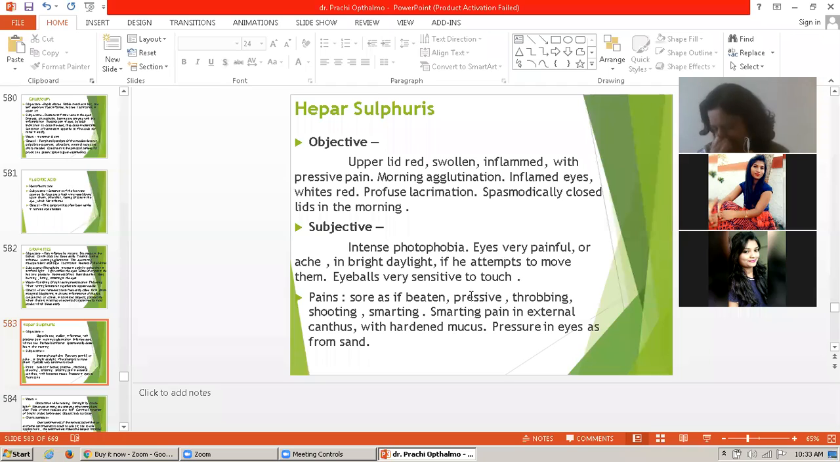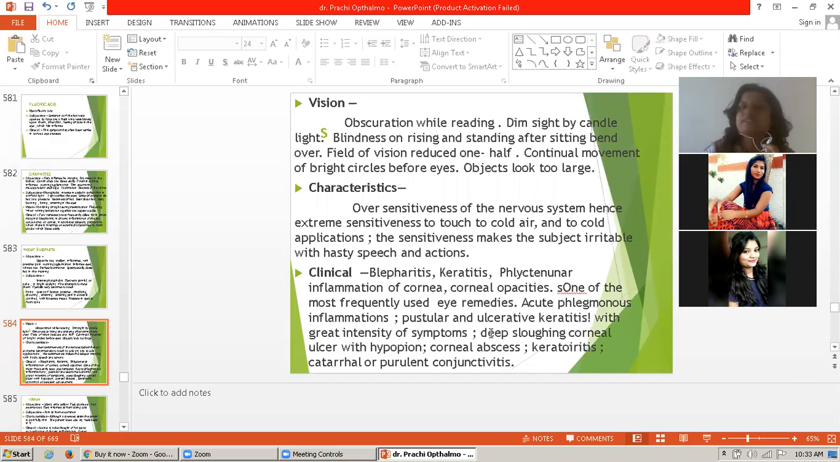So this is the characteristic feature of Hepar sulph pain: there is a bitter, pressing, throbbing, shooting, and smarting pain. There is smarting pain in the external canthus with hardened mucus, and pressure in the eyes as from sand. So there is a sand-like pressure in the eyes that he feels.